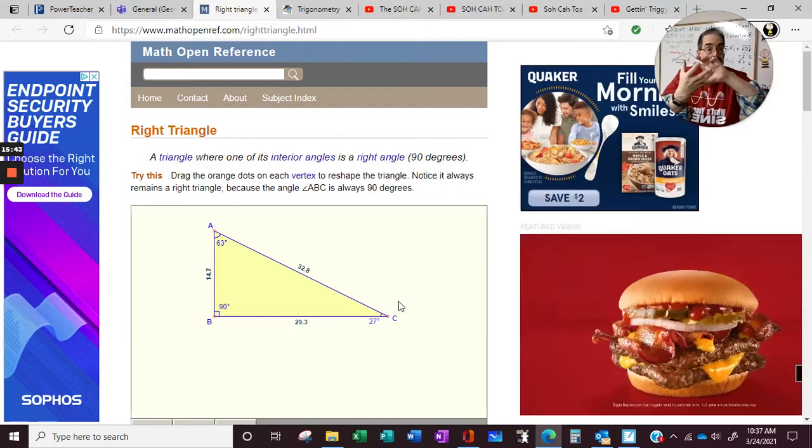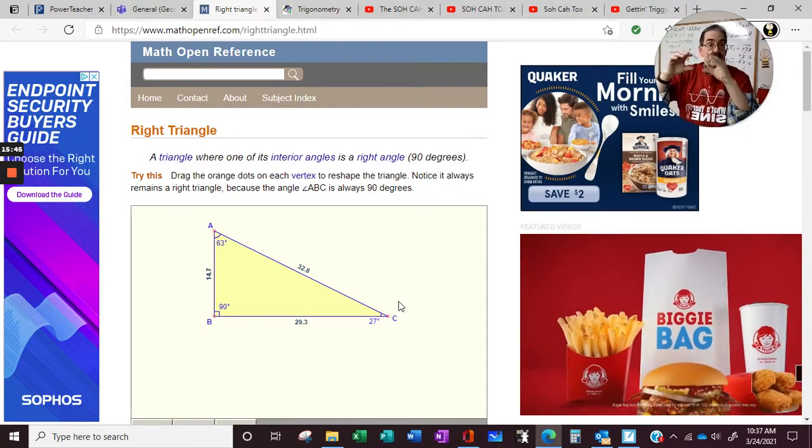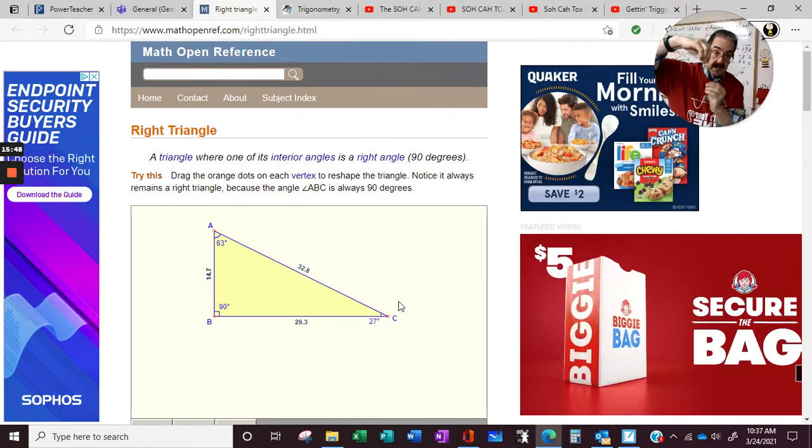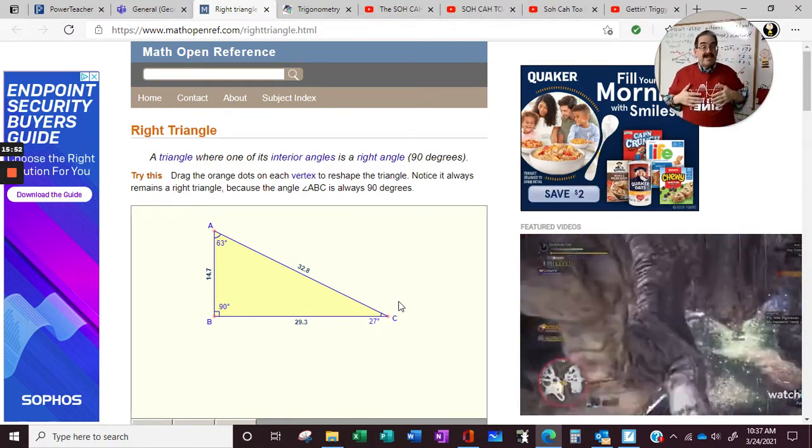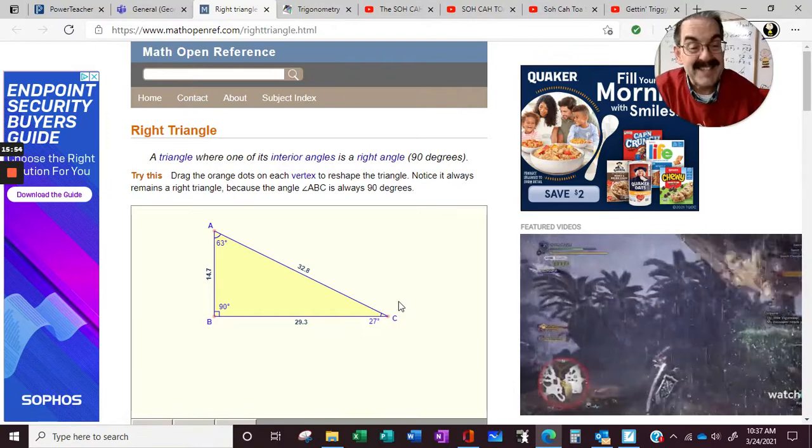It's a relationship. As the angle gets bigger, the side gets bigger. They're proportions. And we can describe that mathematically. It's awesome.